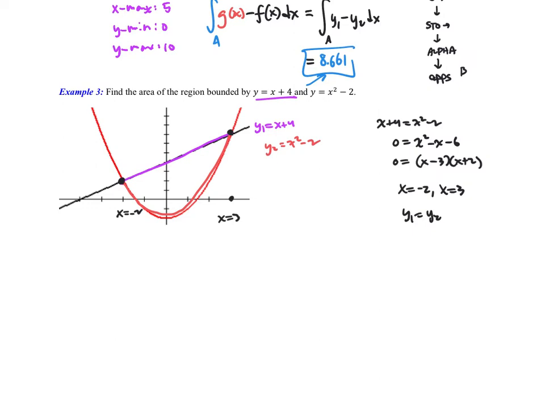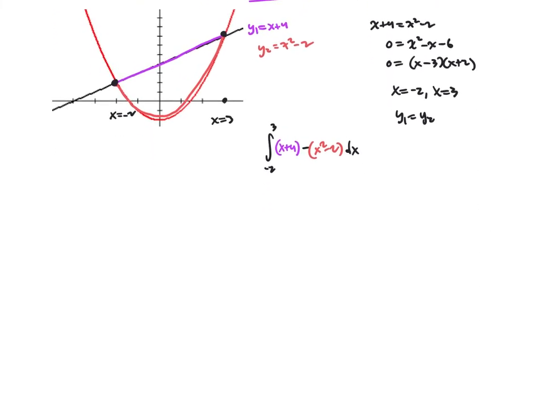Now, I can clearly tell from the graph that these two will never intersect again. A line will never catch up to that part of the quadratic in either direction. So I'm going to work this out analytically. I'm going to take the integral from negative 2 to 3 of our upper function, which is x plus 4, minus our lower function, x squared minus 2. I just want to get the setup nicely set there.